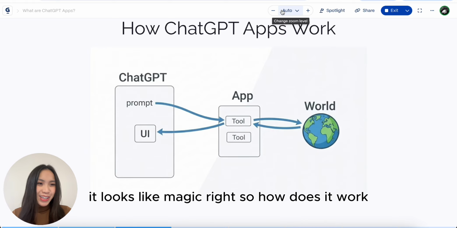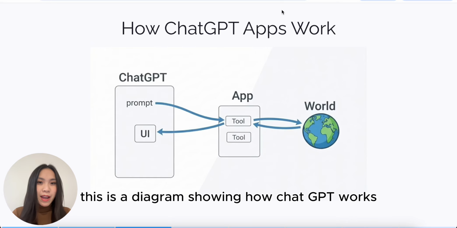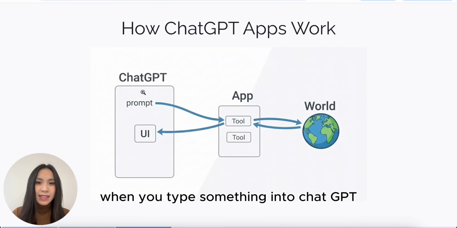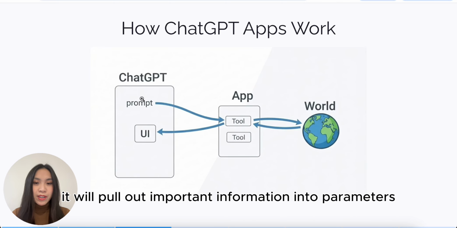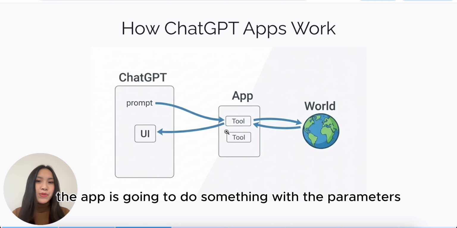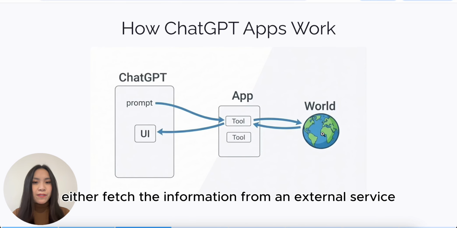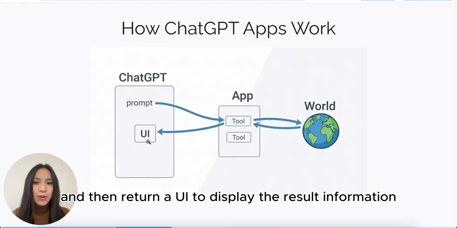It looks like magic, right? So how does it work? This is the diagram showing how ChatGPT apps work. When you type something into ChatGPT, it understands the prompt, pulls out the important information into parameters, and sends them to the app. The app is going to do something with the parameters. It either fetches information from an external service or does some calculations, and then returns a UI to display the resulting information.